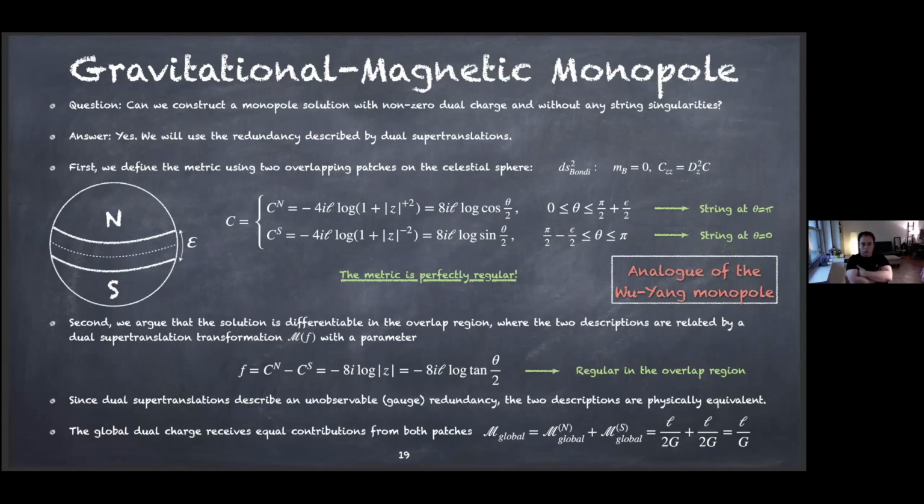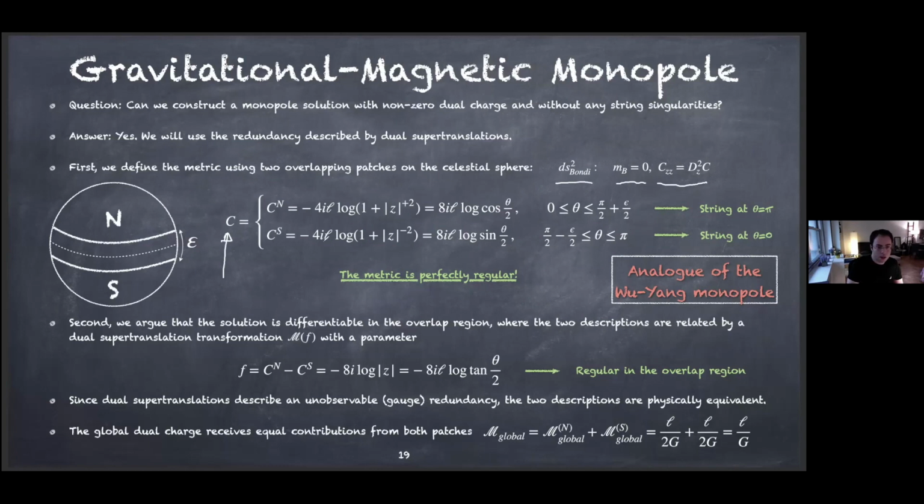So to construct a monopole solution, I will use the redundancy described by dual supertranslations. And I will define the metric using the Bondi form here. For the moment, I will take the mass to be 0, and soon I will generalize it. And C_zz to be a function of the boundary graviton, where now the boundary graviton is defined on two different, but overlapping, patches of spacetime.